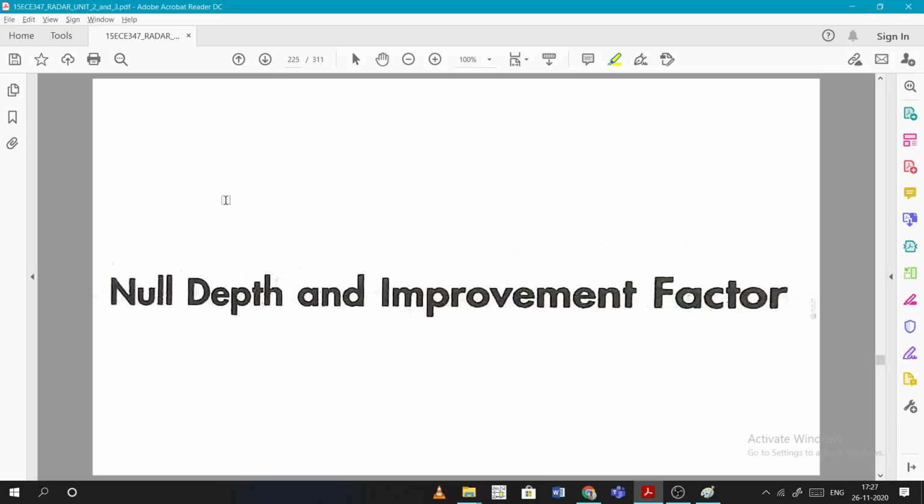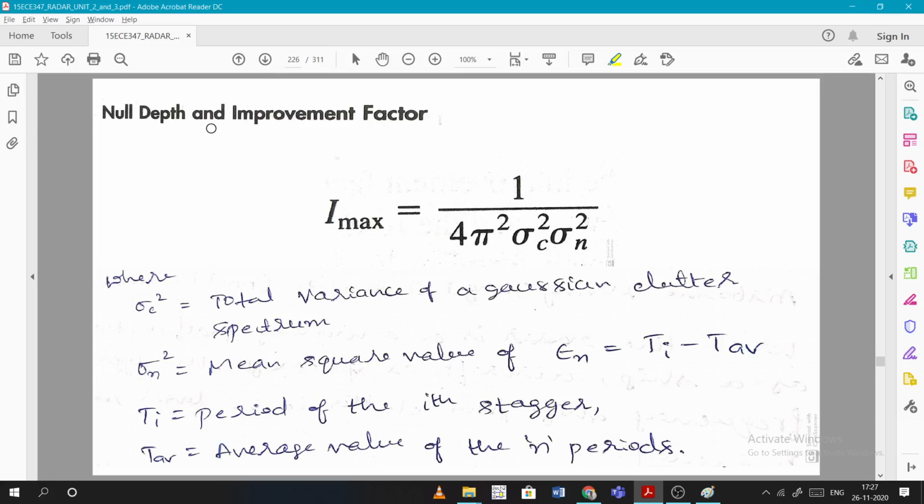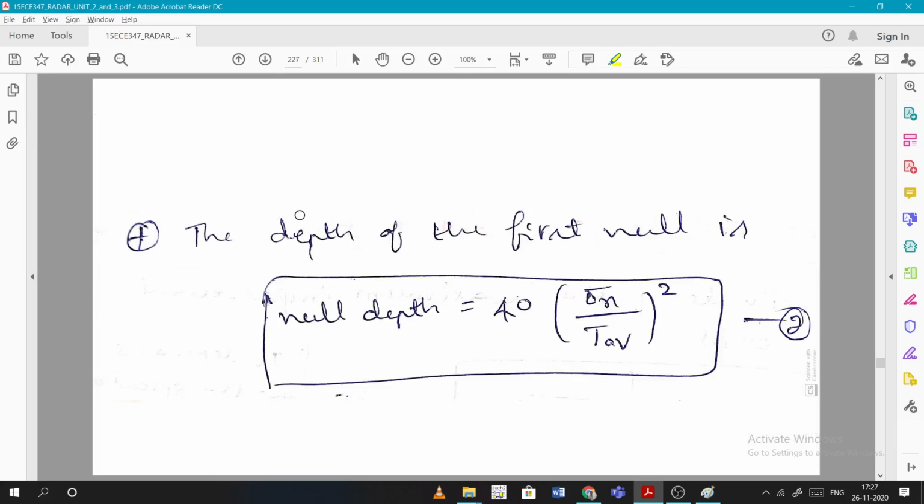Now the null depth and improvement factor. Imax is the maximum improvement factor, equal to 1 by 4 pi square sigma n square sigma c square, where sigma c square is the total variance of a Gaussian clutter spectrum. Sigma n square is the mean square value of En, that is Ti minus T average. Ti is the period of the ith stagger, and T average is the average value of the n periods. That is the Imax.